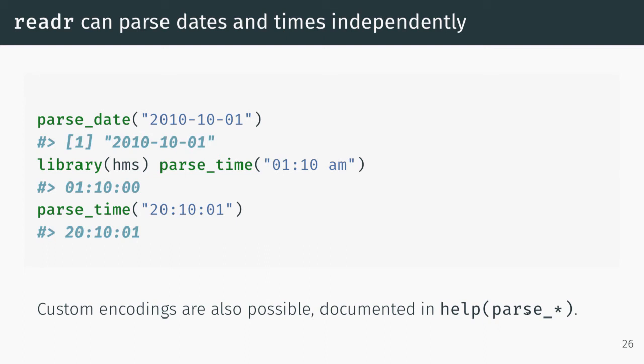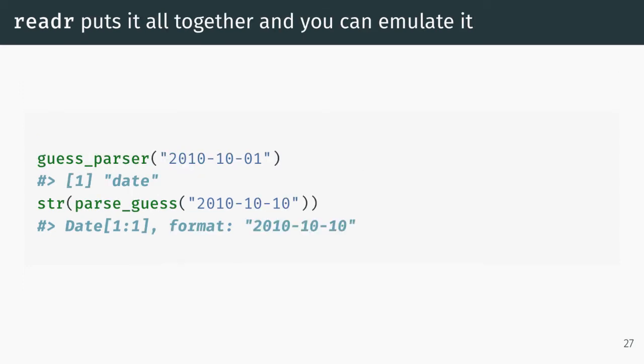There are also custom encodings. This isn't meant literally, it's help parse underscore date time, help parse underscore date, help parse underscore time. So readr puts it all together. If you guess the parser here, it's guessing date. It's guessing that it's a date in this format.